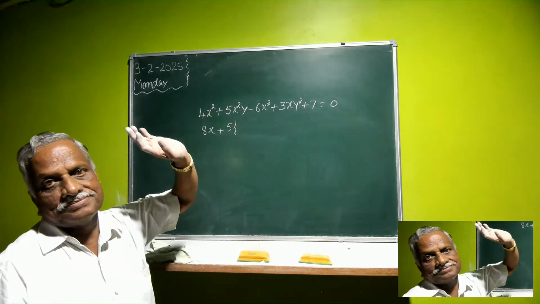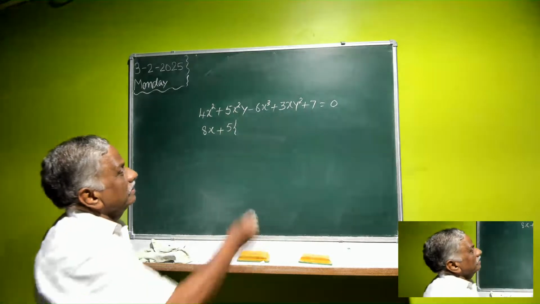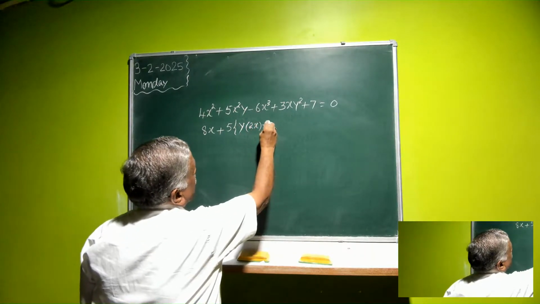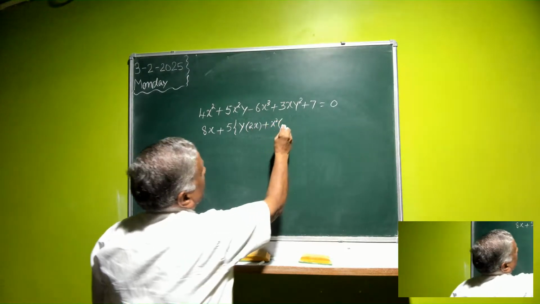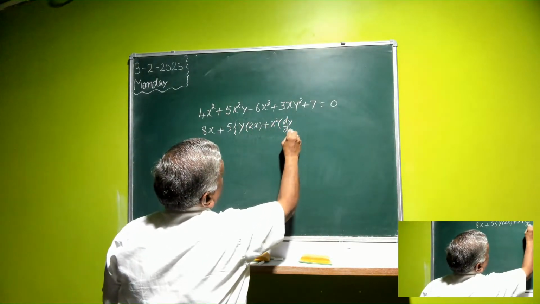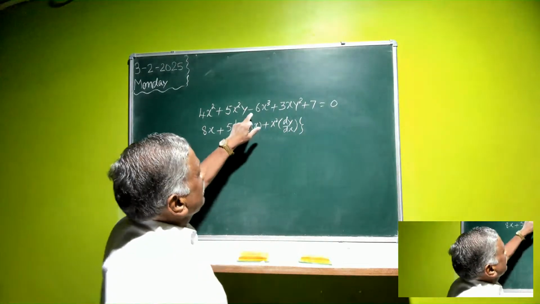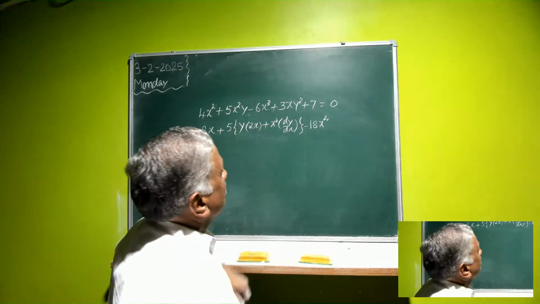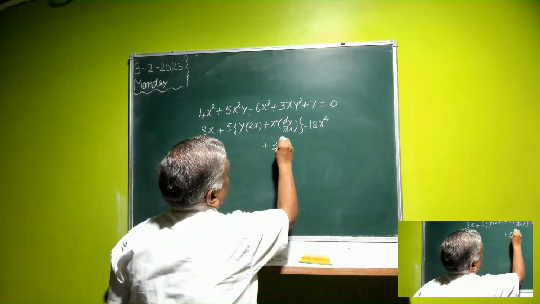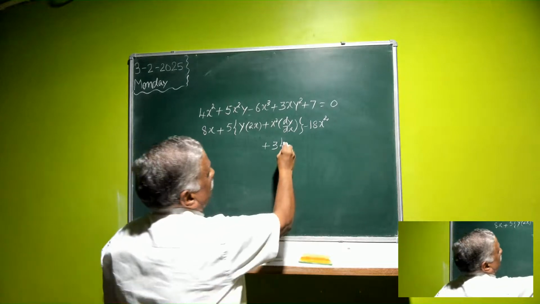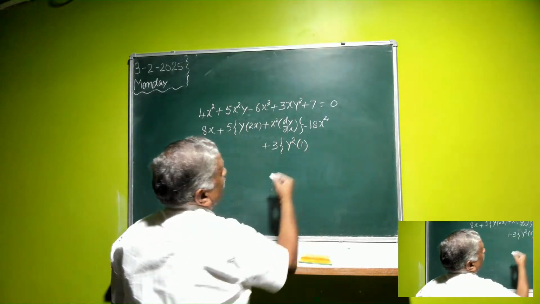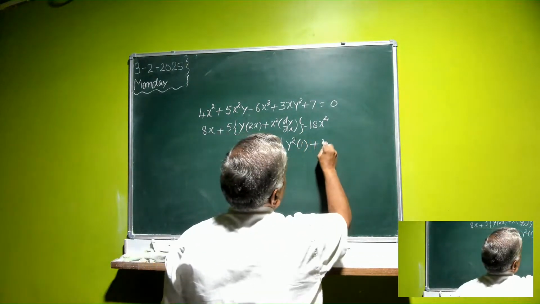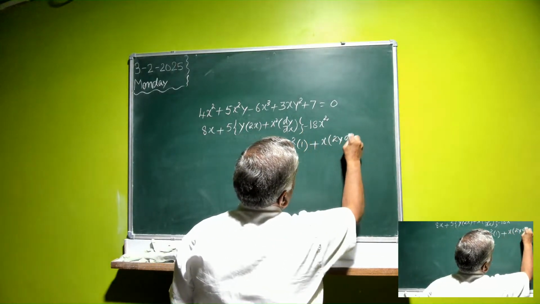So what is the method for product? Keep y, differentiate x square, you get 2x. Keep x square, differentiate y, it is 1 into dy by dx, or dy by dx. Then the minus sign is there, minus 18x square. Then plus 3 is a constant, keep it outside, y square you keep as it is, differentiate x, it is 1. Then you keep x as it is, differentiate y square, that is 2y dy by dx.